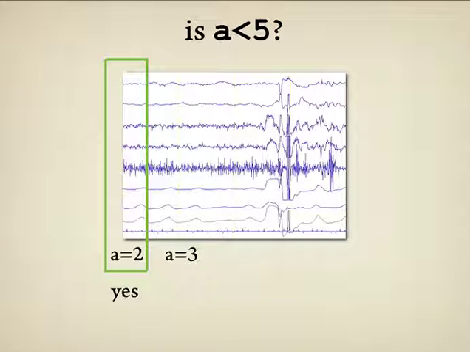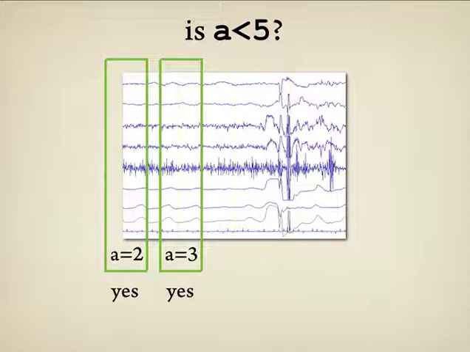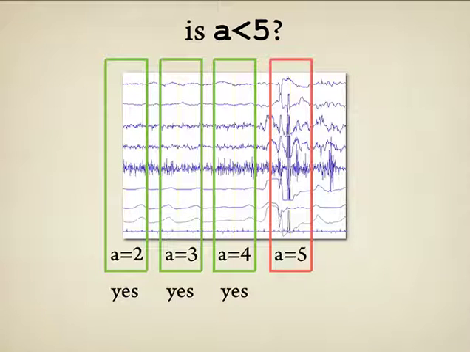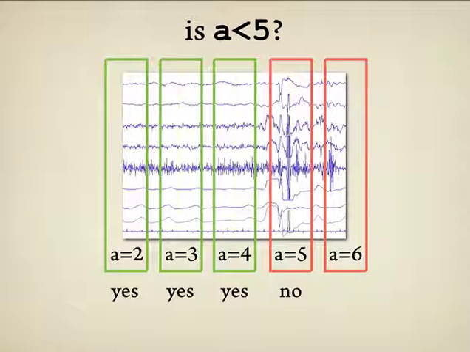How about a equals 3? Is a less than 5? Well, yes, it is. A equals 4. Is a less than 5? You bet. So that's also yes. Now a equals 5. Is a less than 5? No, it's not. It's equal to 5. So the answer to the question now is no. And when a is 6, a is also not less than 5. So the answer is no.